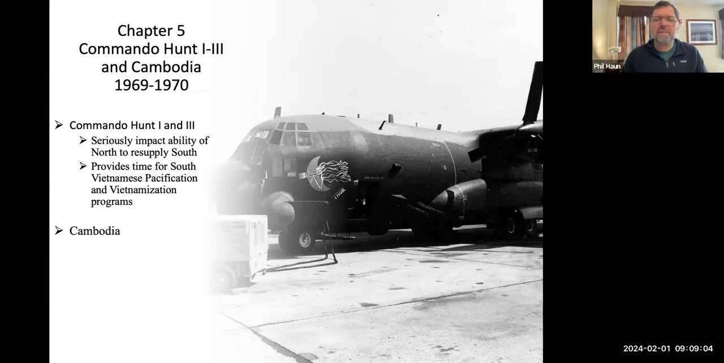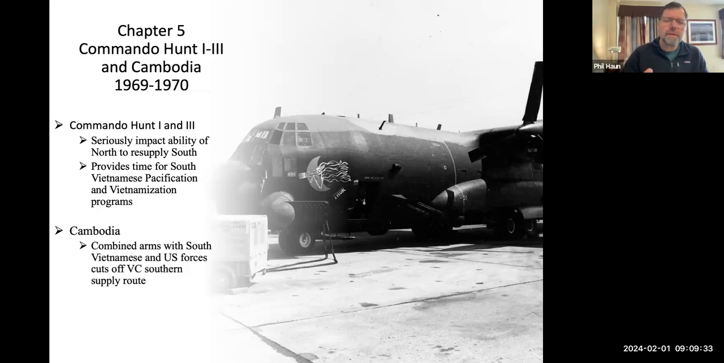So successful, in fact, that by the spring of 1970, the South Vietnamese and Americans decided to do an offensive across the border into Cambodia to go at some safe havens that the Viet Cong are using. This incursion in the spring of 1970 is relatively successful. It cuts off the southern supply route from the Sihanoukville port. And so what we see is the Ho Chi Minh Trail through Laos becoming increasingly important.